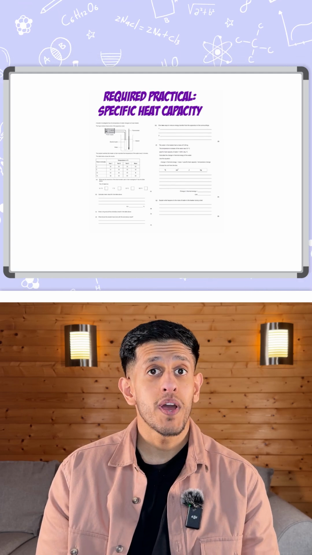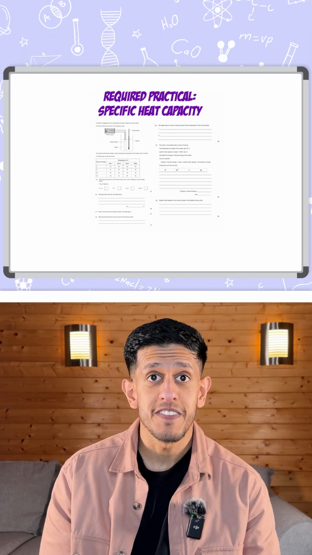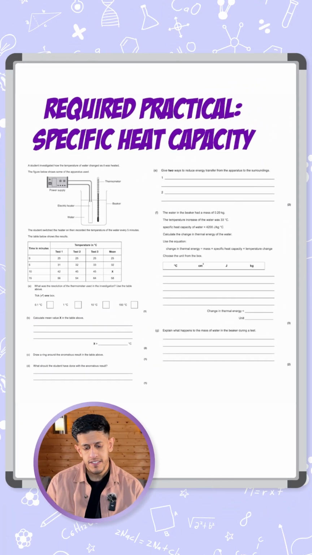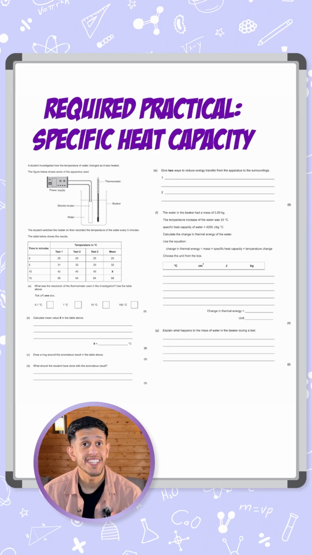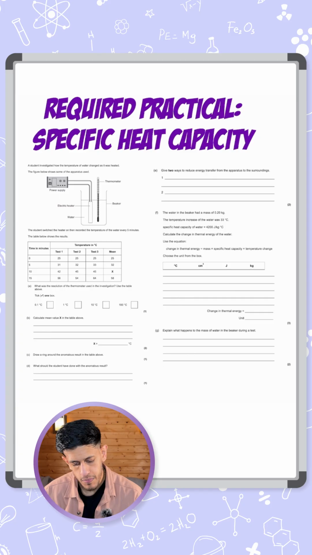Okay, so here we have a question looking at the required practical for specific heat capacity, the first one that you see in physics. So let's have a look. It says, a student investigated how the temperature of water changed as it was heated, and the figure below shows some of the apparatus used.